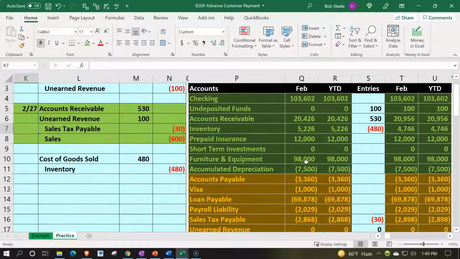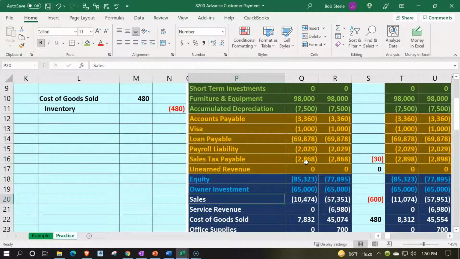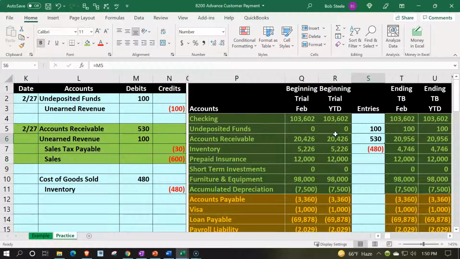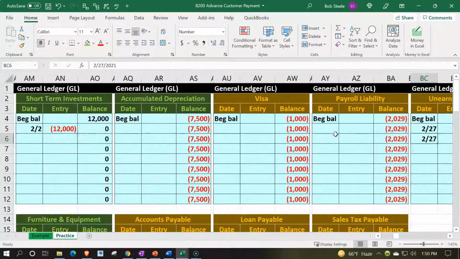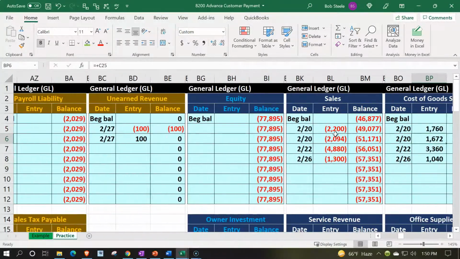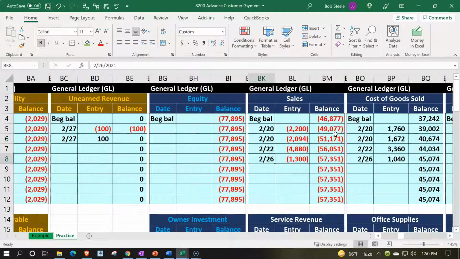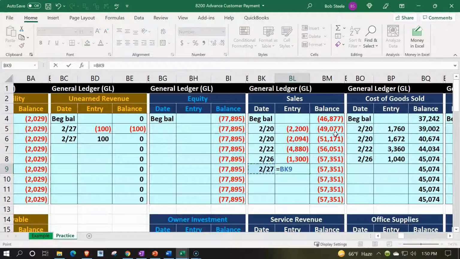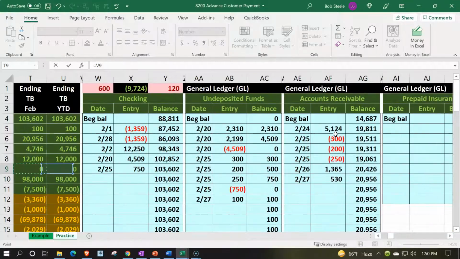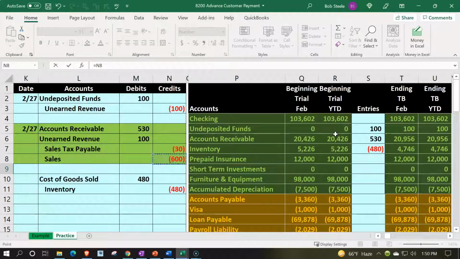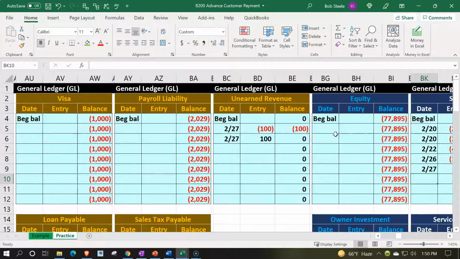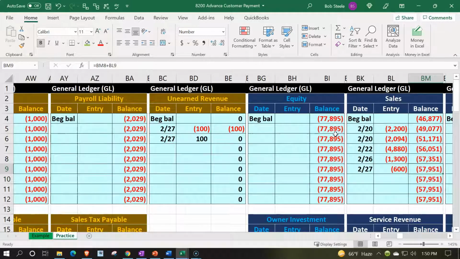Finally, we're on the sales. That's going to be the income statement side of things. That's the first income statement account. So it will be the same on the GL as well. Scrolling over to the sales, picking up the sales in BK9, 2/27. We're in BL9 equals left to the wall. Scrolling down or up to the $600. And so it increases sales to the 57,951. That's the year-to-date number.